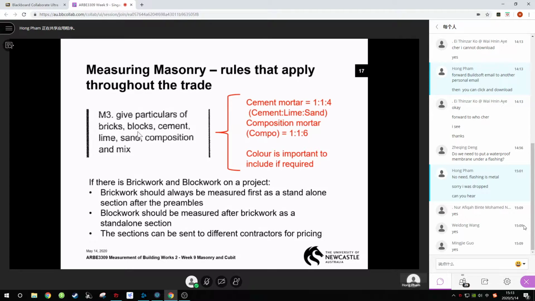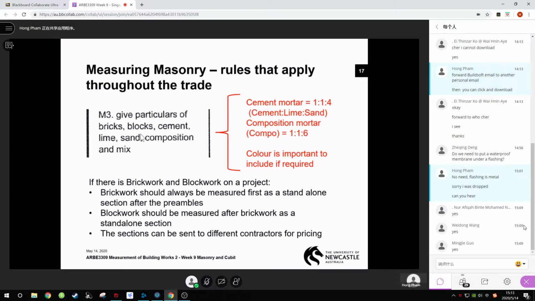Brickwork's always measured first and blockwork's measured second. You always keep it in the same tray, but separate the two out with a line through them. I don't know whether we're measuring any blockwork in our masonry. Has anyone had a look? But if you're measuring brickwork and blockwork, you always measure all the brickwork first, leave a line, and then start off with the heading blockwork. But you don't need the preambles to occur again for blockwork. You just leave a line and then put the heading blockwork.